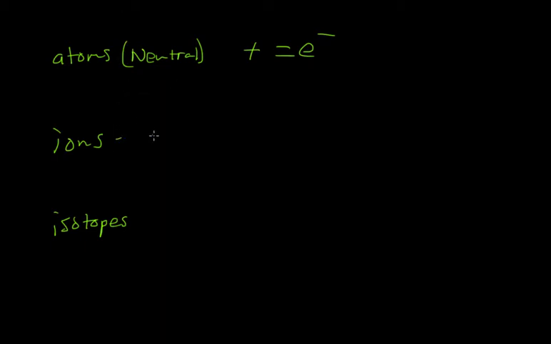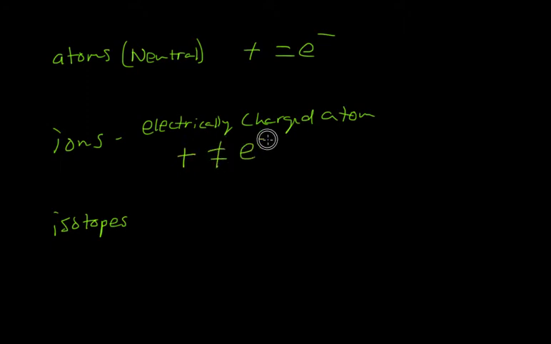An ion is an electrically charged atom, which means it's got a charge, which basically means that the number of protons is not equal to the number of electrons. So be careful with ions. The only one of these two that we're ever going to change is the number of electrons. You can only change the number of electrons, because if you change the number of protons, you're actually changing what the element is. So for example, we've been working with oxygen.